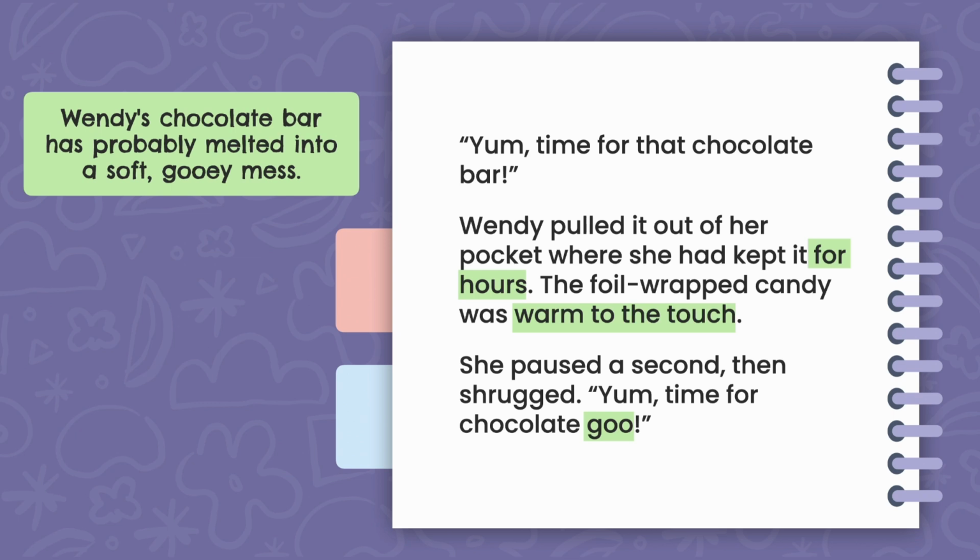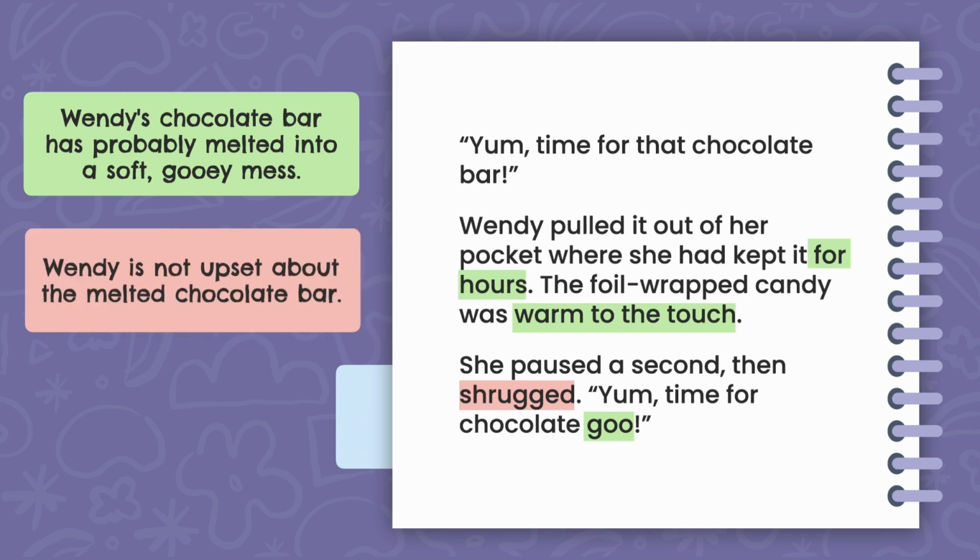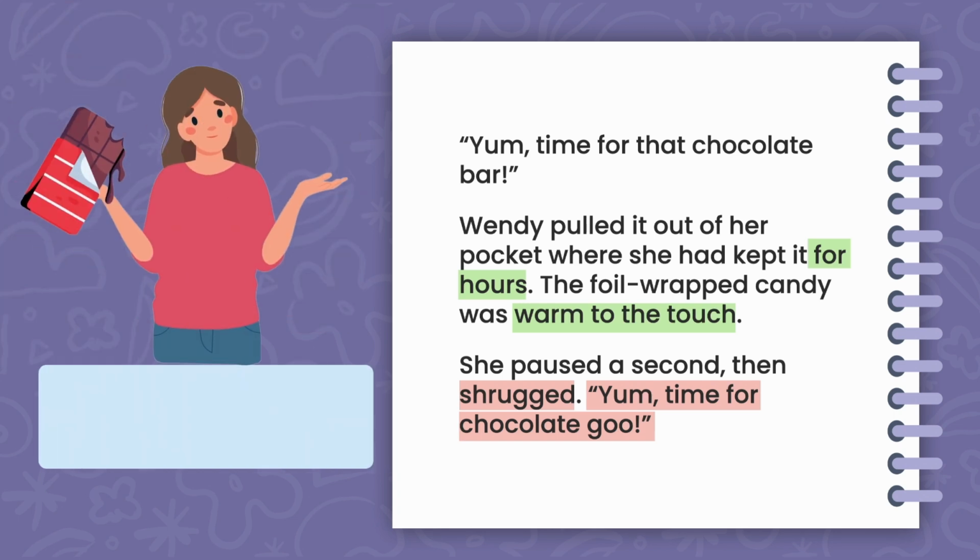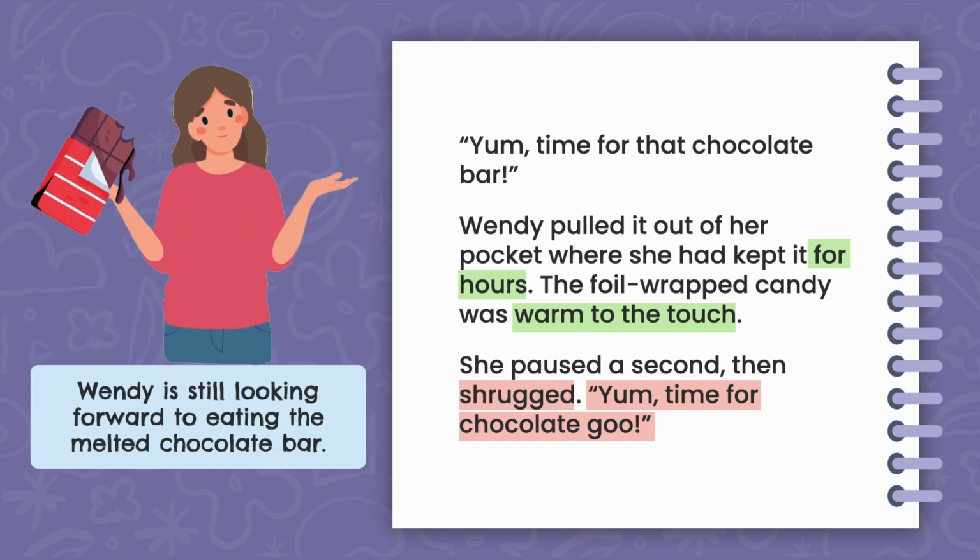And how does Wendy feel about her melted chocolate bar? Did you notice her reaction? She shrugs. When someone shrugs in a situation like this, it usually suggests that the person isn't bothered by what's happened. So, we can infer that Wendy isn't upset. This inference is further supported here when she says, "Yum, time for chocolate goo." This shows us that she's actually still looking forward to eating her chocolate bar, even though it's melted.